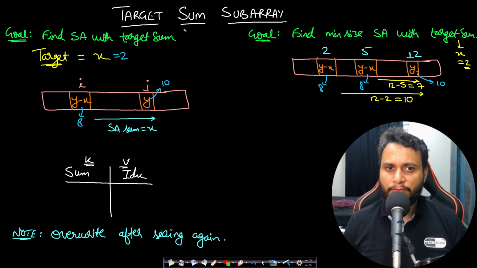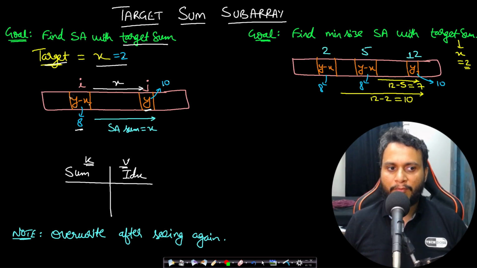Now let's see the logic for finding the target sum subarray. In this case, our goal is, let's say, to find the subarray with target sum where the target x is equals to 2. So if my ith index has a value y minus x, which is let's say 8, because I have assumed x to be 2 and y to be 10, and if I have seen y at some point, then in between, what will be the sum? In between, the sum must be equals to x, which is 10 minus 8, right?